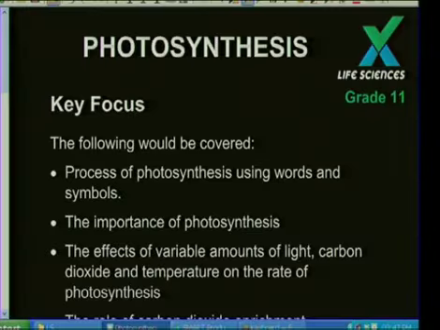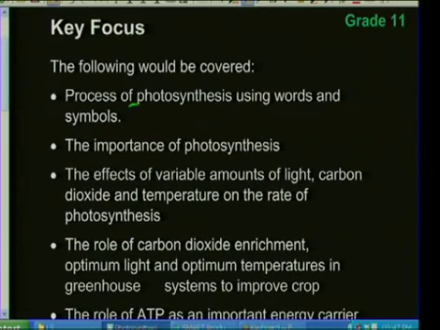What do we have to focus on in this lesson? What are the key points that we're looking at? First of all, we're looking at the process of photosynthesis using words and symbols. So we're going to explain the process of photosynthesis with words, and then we're going to explain it using symbols. In other words, in the form of a formula. We also want to know, why does this photosynthesis take place? In other words, why is it important to life?